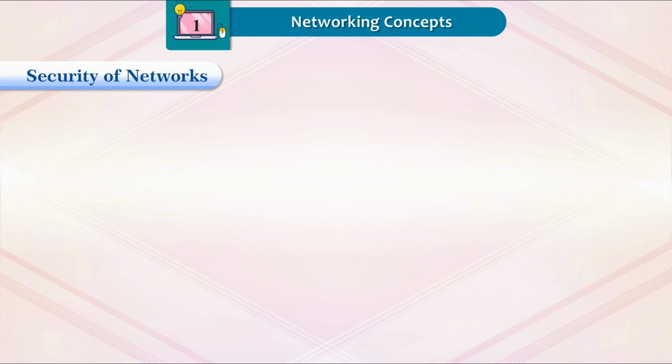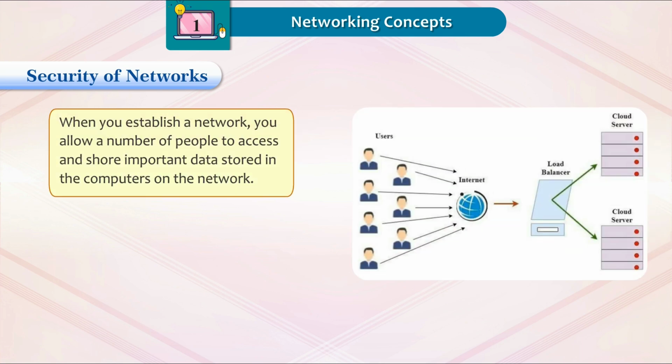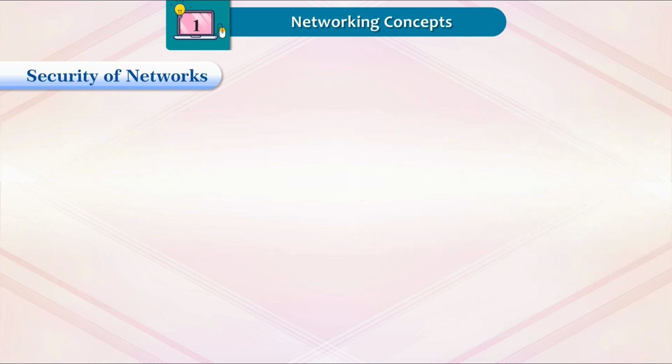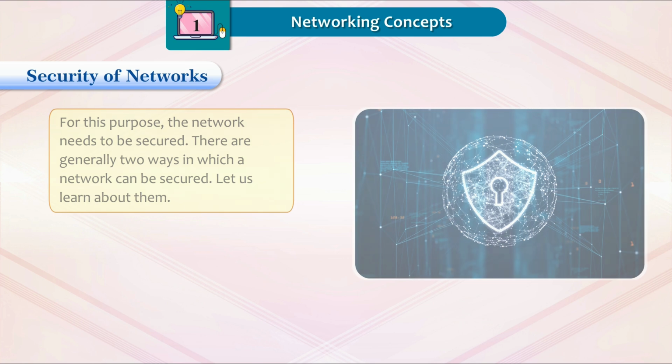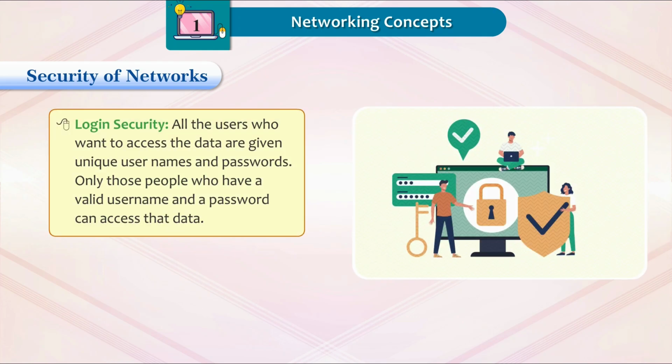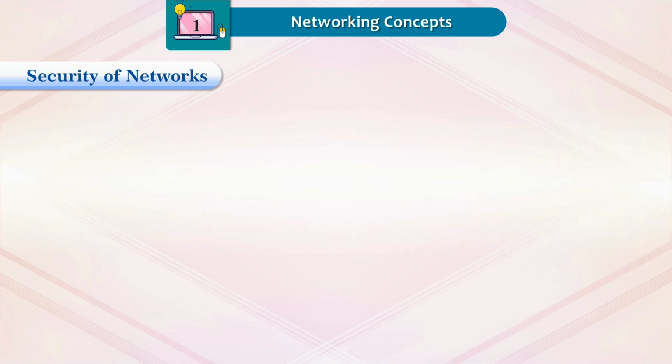Security of networks. When you establish a network, you allow a number of people to access and store important data stored in the computers on the network. For this purpose, the network needs to be secured. There are generally two ways in which a network can be secured. Let us learn about them. Login security. All the users who want to access the data are given unique usernames and passwords. Only those people who have a valid username and a password can access that data.